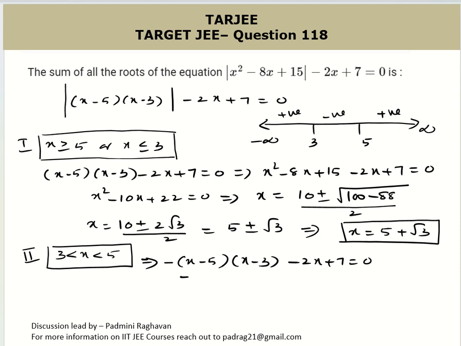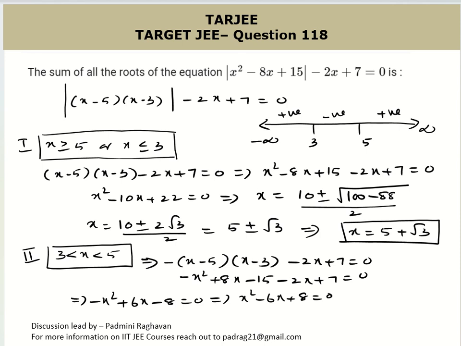This is nothing but −x² + 8x − 15 − 2x + 7 = 0, which is nothing but −x² + 6x − 8 = 0, which can also be rewritten as x² − 6x + 8 = 0, and can be factorized as (x − 4)(x − 2) = 0, which gives me x = 4 or x = 2. But what is the criteria? x has to lie between 3 and 5. So 2 cannot be accepted as a solution. So we get only one solution from here, x = 4.